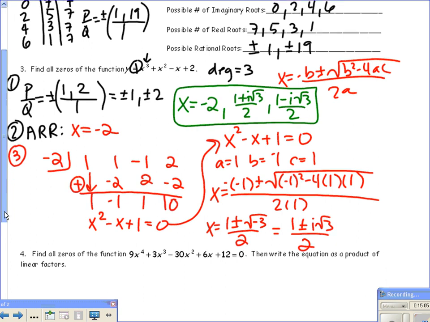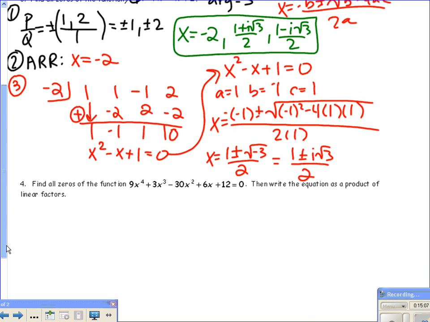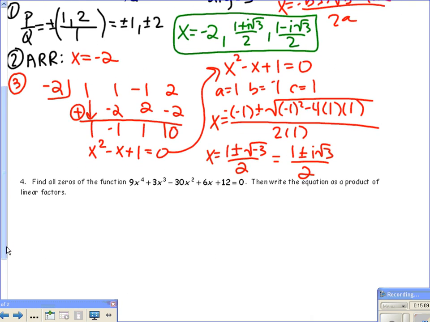So let's go ahead and look at the last one. It says, find all the zeros of the function, then write the equation as the product of linear factors. So if I want to find all of the zeros, I need to figure out which ones are going to work. So for this one, again, you have to find your P over Q. So I would suggest that you guys maybe try to see if you can do this one on your own and then unpause it and see if you get the same thing.